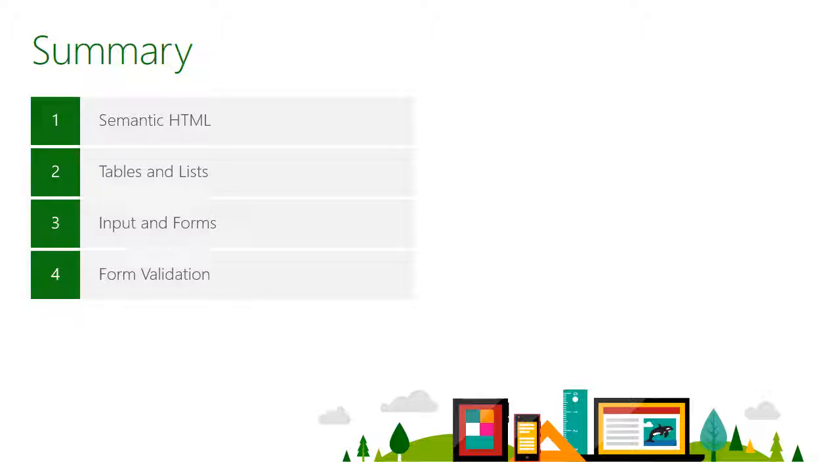A quick summary of what we've looked at. We've looked at semantic HTML, tables and lists, input and forms, and form validation. This summary is just that. What we've looked at in this lesson is a summary of what you need to know. You'll need to spend some time reading the content of the book and researching, looking into more on W3 Schools about each of the topics we've looked at.